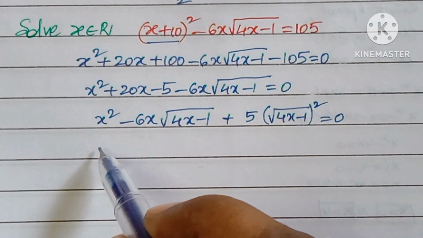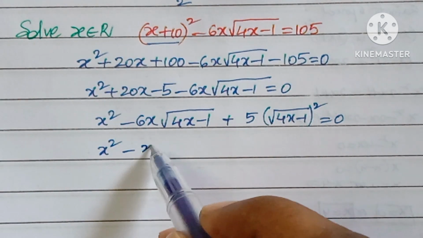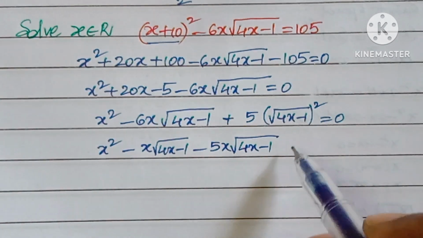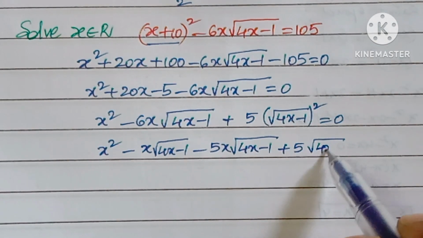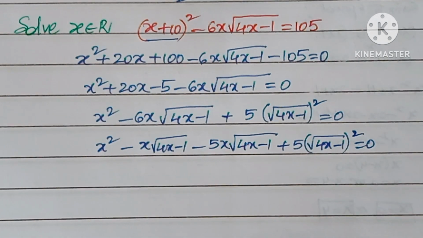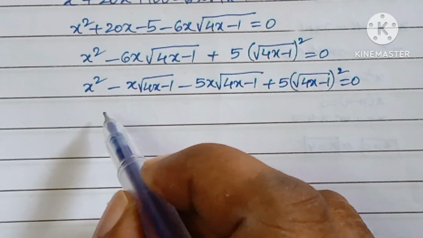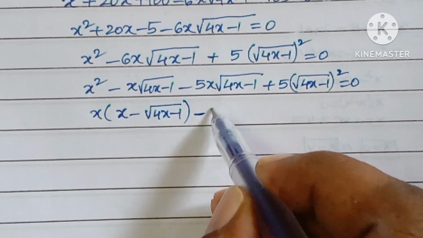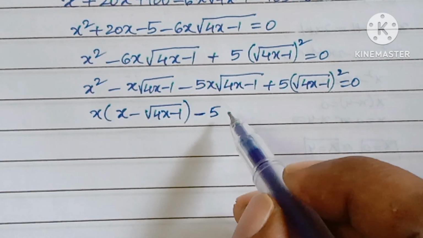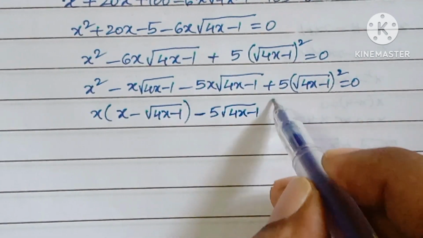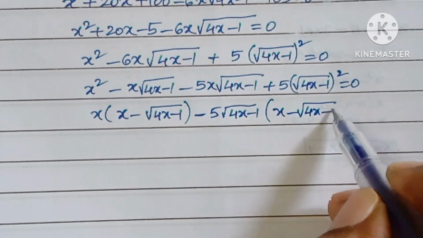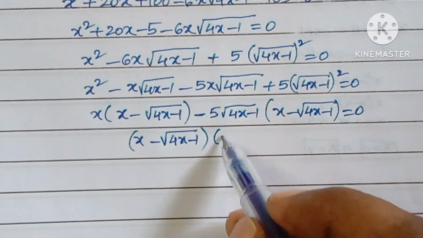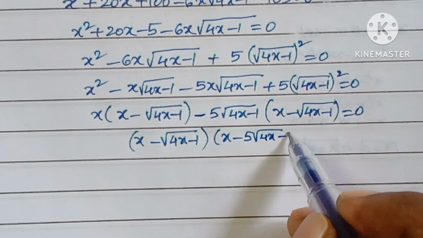small adjustment. Now this can be written as x² − x√(4x − 1) − 5x√(4x − 1) + 5(√(4x − 1))² = 0. So we are writing it as two factors. Here you can write it as x(x − √(4x − 1)) − 5√(4x − 1)(x − √(4x − 1)) = 0. So here (x − √(4x − 1))(x − 5√(4x − 1)) = 0.